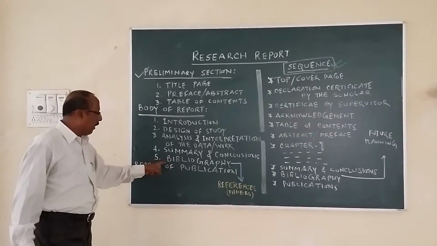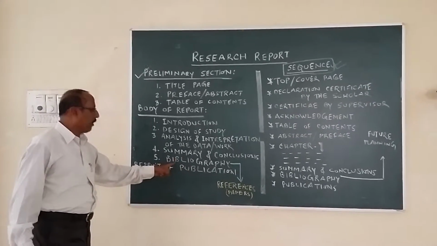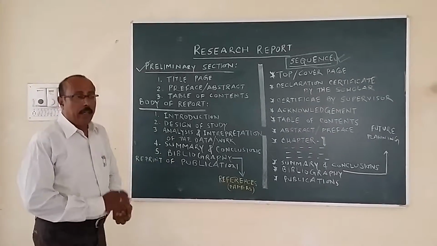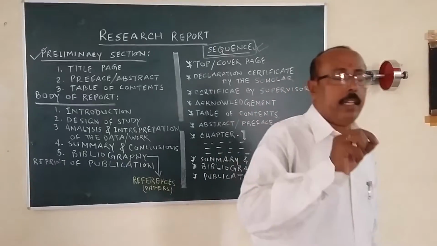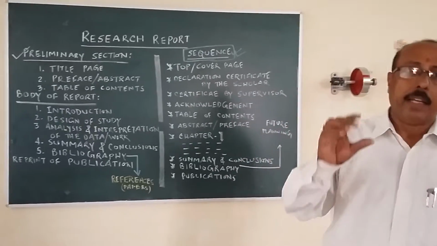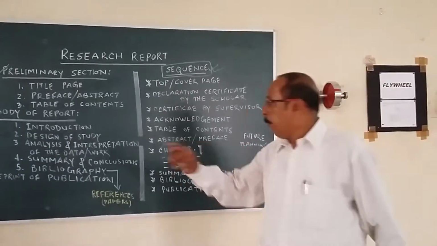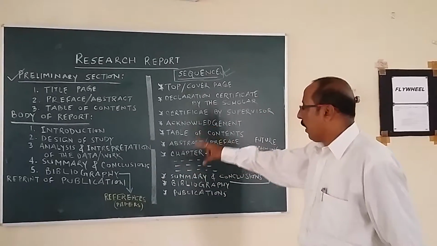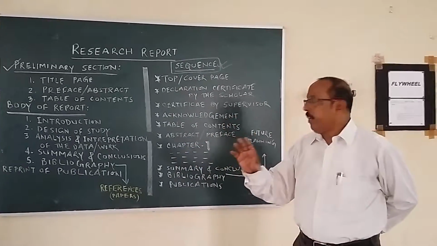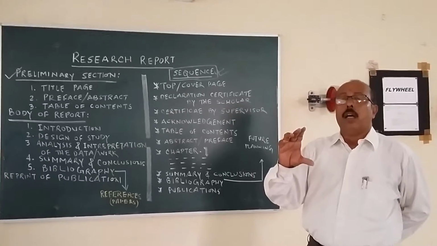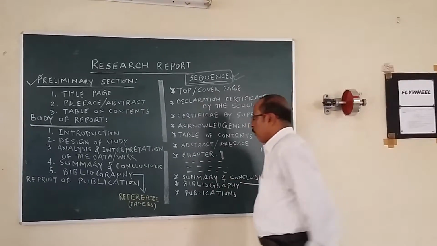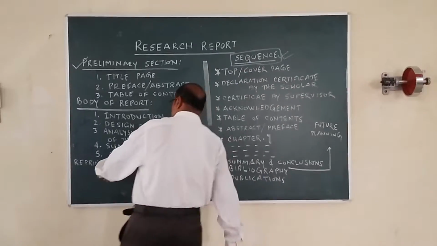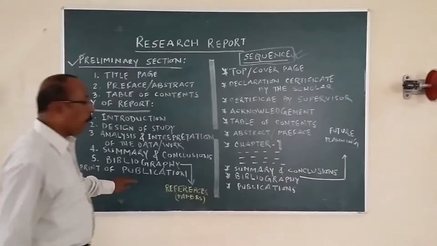Here, one thing is clear: there is a difference between references and bibliography. In a research paper, references are introduced, but in a thesis or dissertation, a bibliography is utilized. Bibliography is the advanced, bigger stage of references. And last we find the reprint of publication.